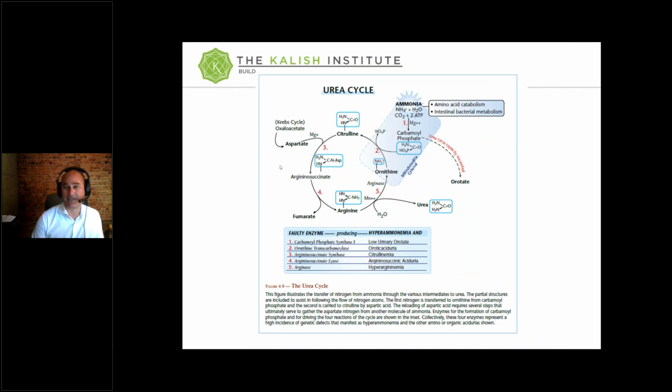I just threw this in because I think this is cool, and most people don't know about this. Just as a total aside here, ammonia clearance requires arginine, citrulline, and ornithine. You need amino acids to clear ammonia. If you don't have those amino acids, ammonia is going to build up, and you're going to have pretty big cognitive problems. You'll have brain fog and memory issues and stuff like that.